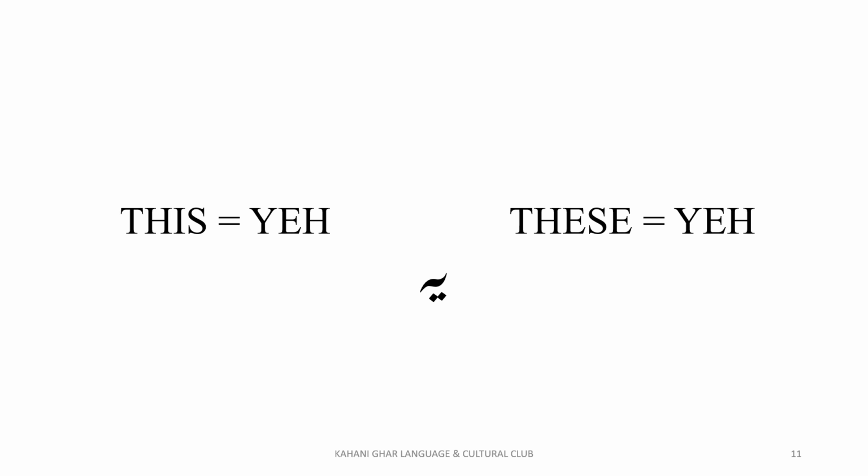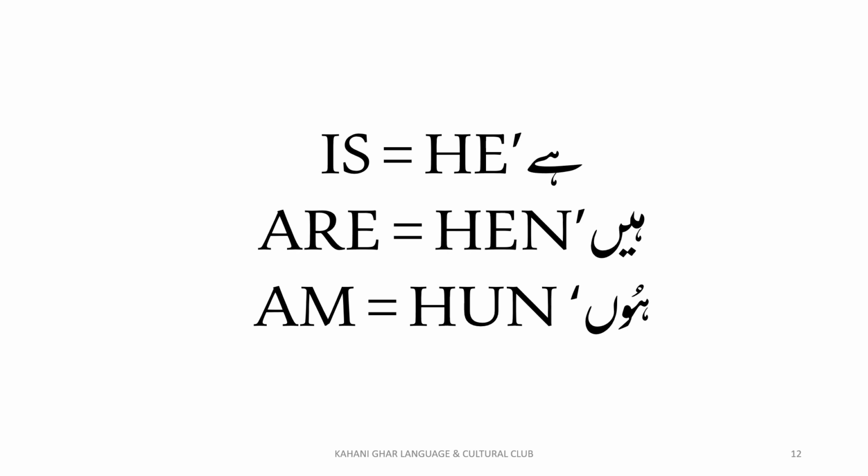Very common word in Urdu, this, and for these we use ye. Ye. Is, we have just learned, it is hai. For are, we say an n sound at the end, hain. And for am, we always say hoon.